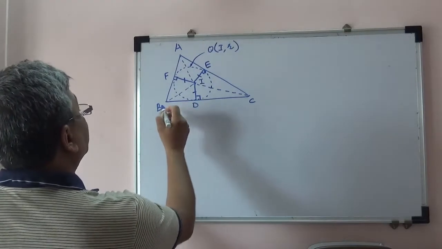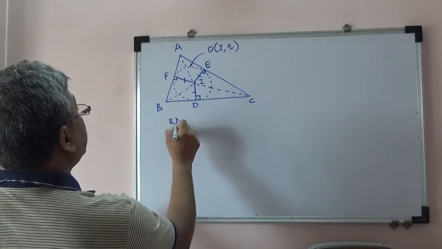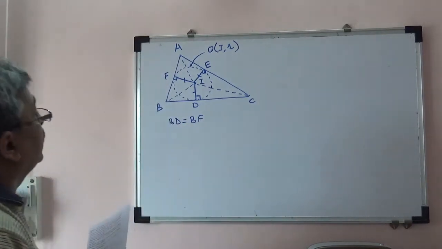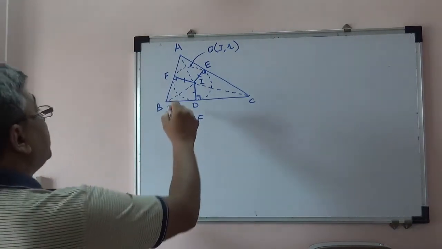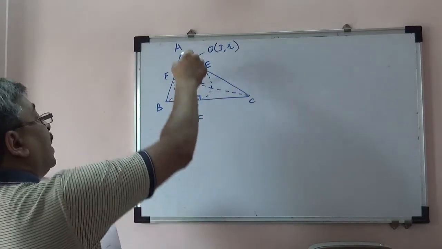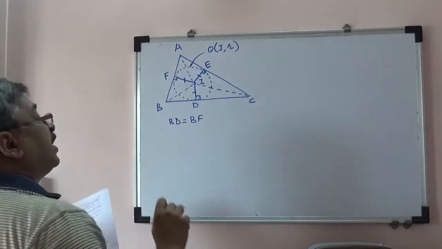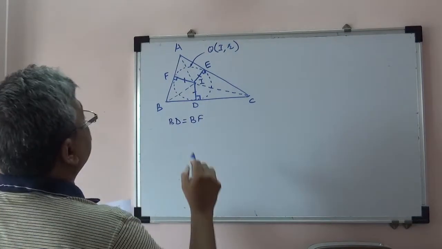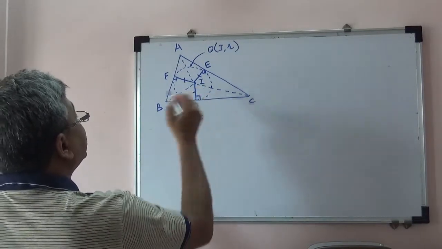Now we need to prove that this distance BD is equal to distance BF. How can we do that? If I is the incenter, that means it is on the angle bisector. ID and IF are equal, the distances between the incenter and the feet of the perpendiculars, and this angle is 90.